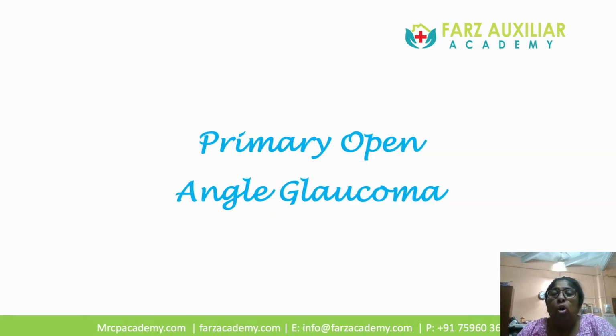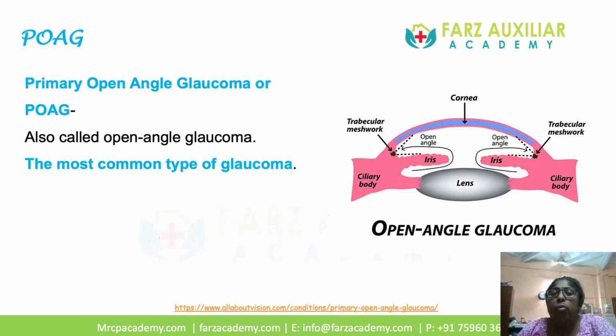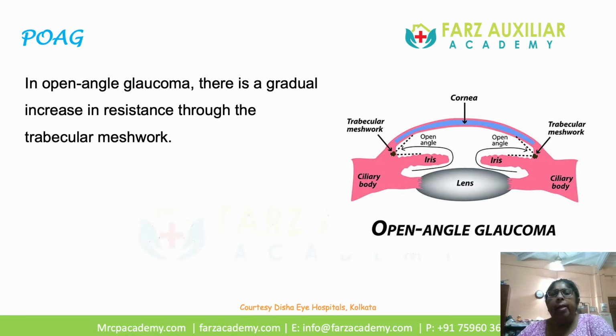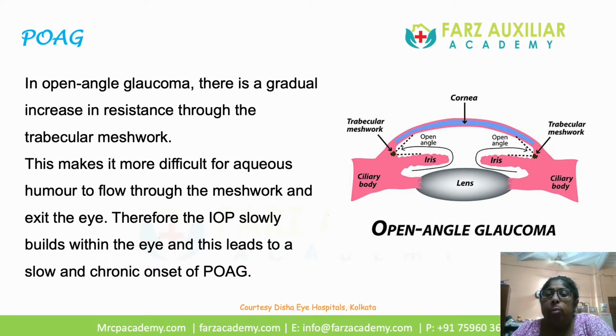Now to consider primary open-angle glaucoma, also known as POAG or just open-angle glaucoma. It is the commonest type of glaucoma and the most prevalent type of glaucoma in people of European and African ethnic origin. In open-angle glaucoma, there is a gradual increase in resistance through the trabecular meshwork. This makes it more difficult for aqueous humor to flow through the meshwork and exit the eye. Therefore, the IOP slowly builds within the eye, and this leads to a slow and chronic onset of POAG.